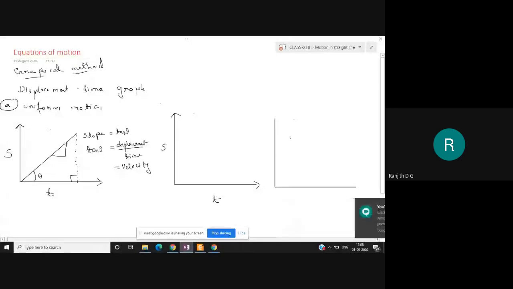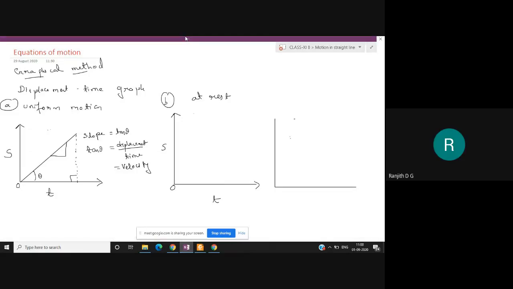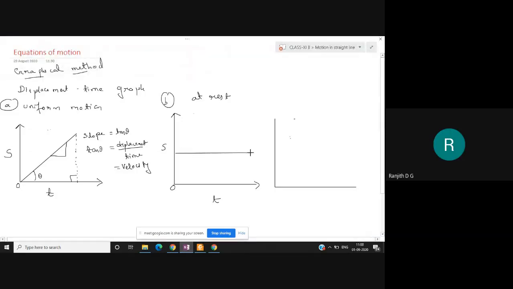For the second case, if the object is at rest, what kind of graph will you get? If the object is at rest, what does the displacement time graph look like? Parallel to the time axis. So simple it is. And what happens to the slope of this graph? Slope will be 0. Velocity will also be 0, because the object is at rest. There is no movement, so the velocity is 0.